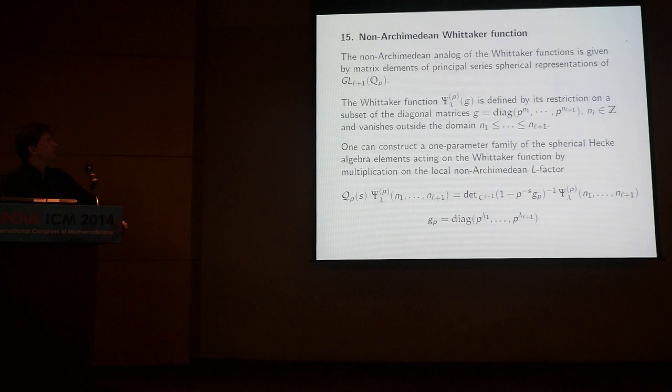Now we define the non-Archimedean Whittaker function, which basically mimics the construction of the Archimedean case. So we consider matrix elements of the principal series spherical representations. It is defined by restriction on the subset of diagonal matrices, which now are just diagonal elements given as integer powers of p. And the analog of the asymptotic condition in this case is vanishing outside the principal domain. Again, in this case, one can construct a one-parameter family of spherical Hecke algebra elements, which acts on the Whittaker function by multiplication by the local non-Archimedean factor. So it works more or less like in the Archimedean case.